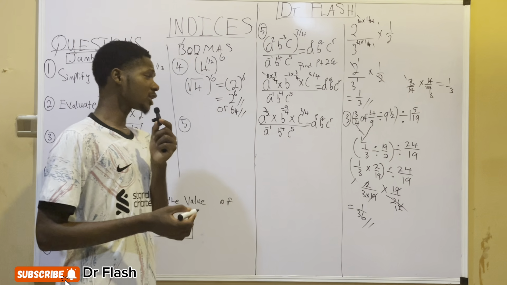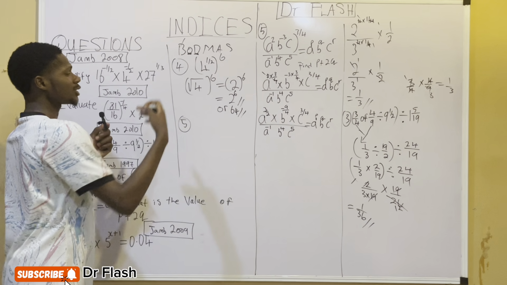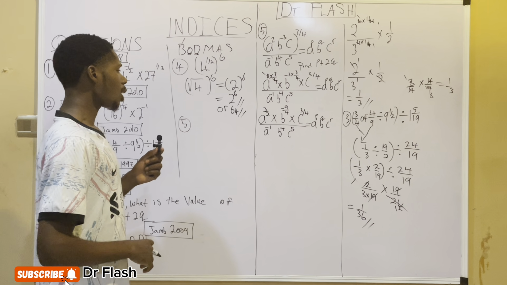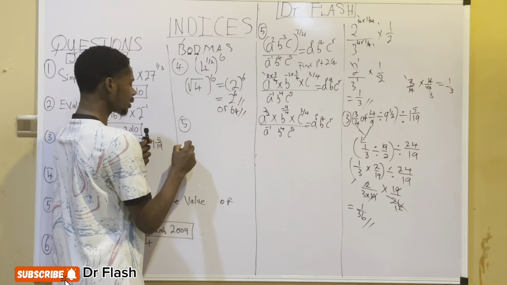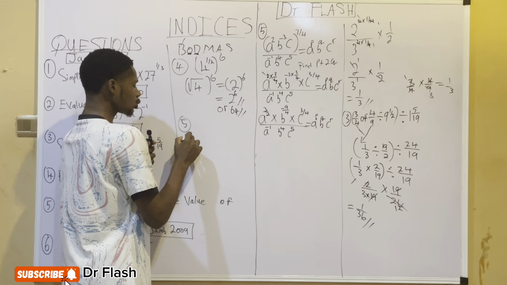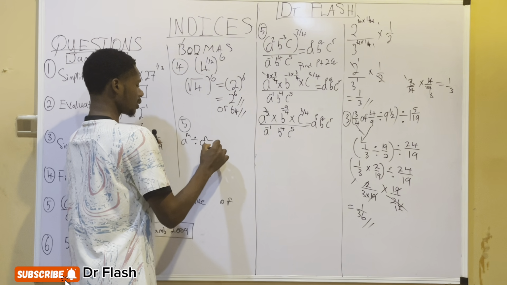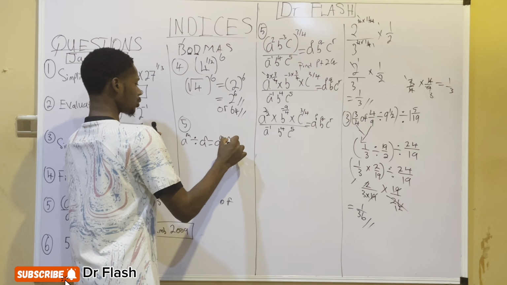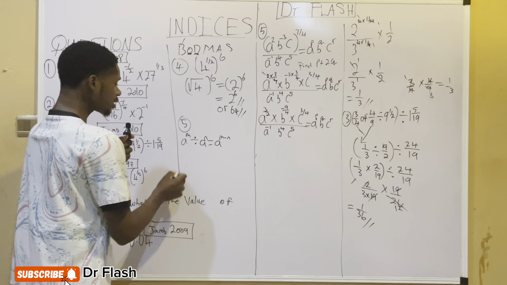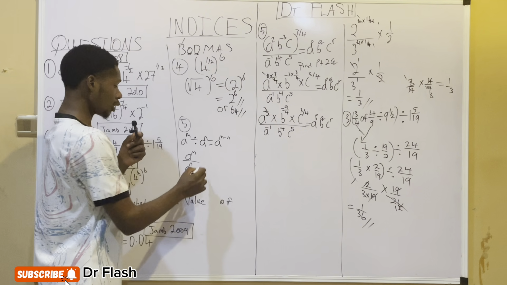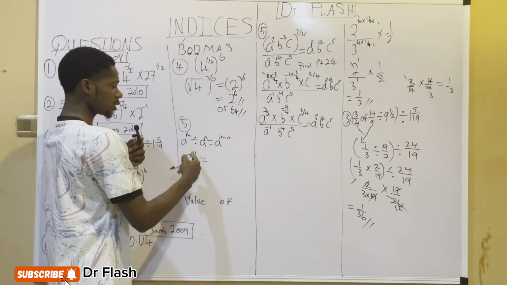Now here is something to make this easy. Instead of taking this upward and writing it again, here's what we're going to do. Remember I did say that in the laws of indices, a to the power of m divided by a to the power of n is a raised to the power m minus n. This same law is still going to apply here because these two things mean division.